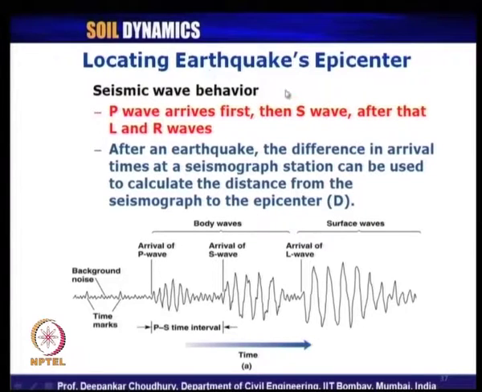Now, locating an earthquake's epicenter using the seismological recording stations data, that is our seismograph data. How do we locate an earthquake's epicenter? Seismic wave behavior we have studied just now. The P wave arrives first, next is the S wave, next the Love wave and Rayleigh wave. After an earthquake, the difference in arrival times at a seismograph station can be used to calculate the distance from the seismograph to the epicenter.